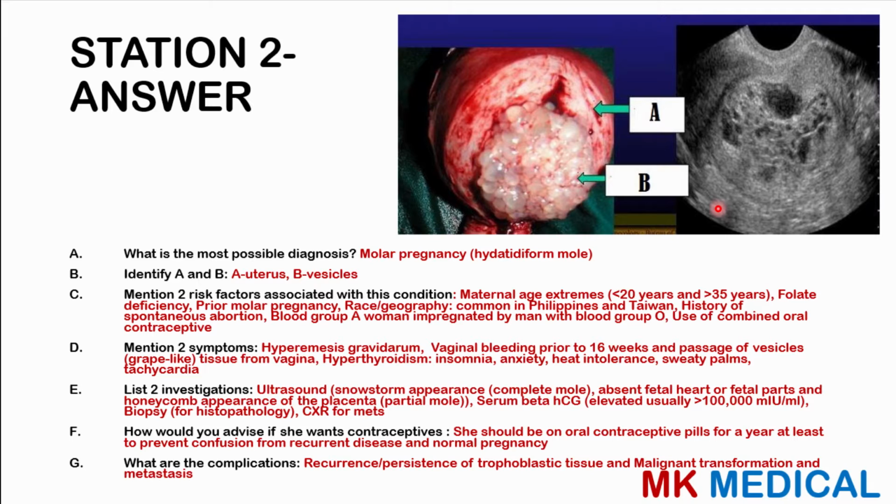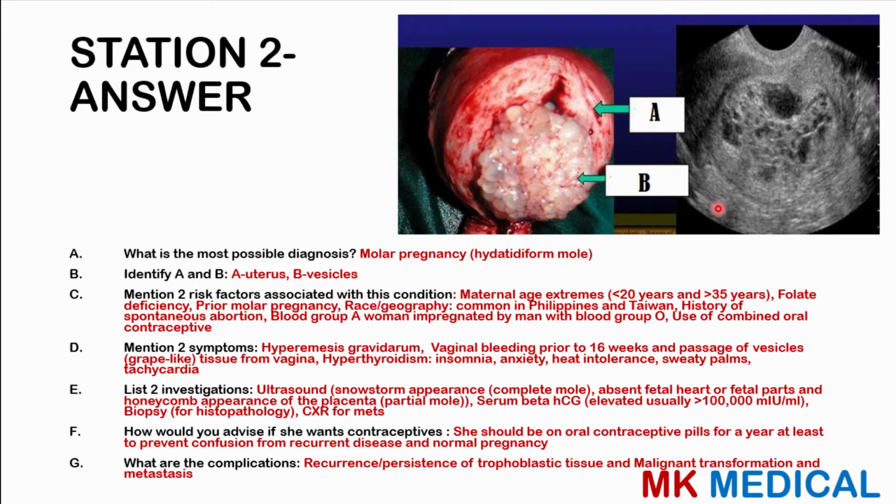You may perform an ultrasound where you will see a snowstorm appearance in a complete type of mole. You will see absent fetal heart or fetal parts, and there is a honeycomb appearance of the placenta in cases of a partial mole. Your serum beta HCG is usually elevated, greater than 100,000 milli-international units per mL. And then you should also do a biopsy, or you send those vesicles for histopathology. You may also want to do a chest x-ray to rule out any mets.